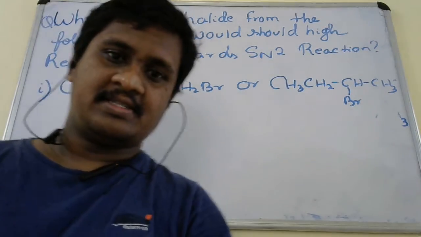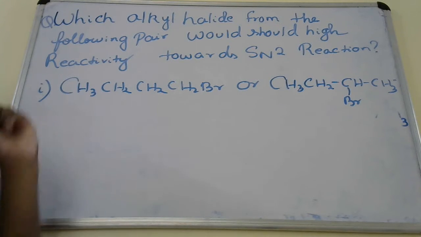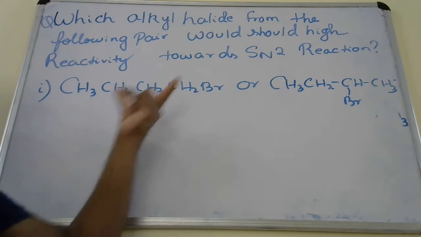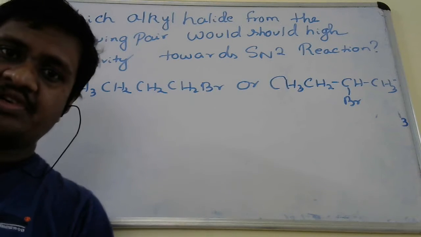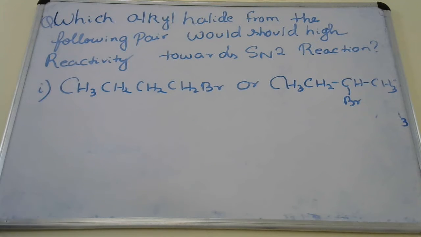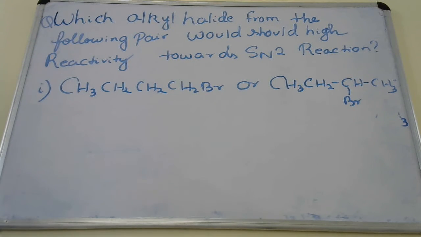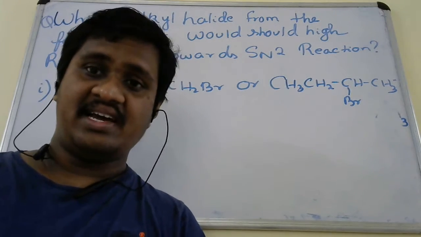Hello students. Today we will discuss which among the following pair... you are given a pair of alkyl halides. Out of the two alkyl halides, which one will be more reactive towards SN2? Let us see. You know that a primary alkyl halide will be more reactive compared to a secondary alkyl halide.